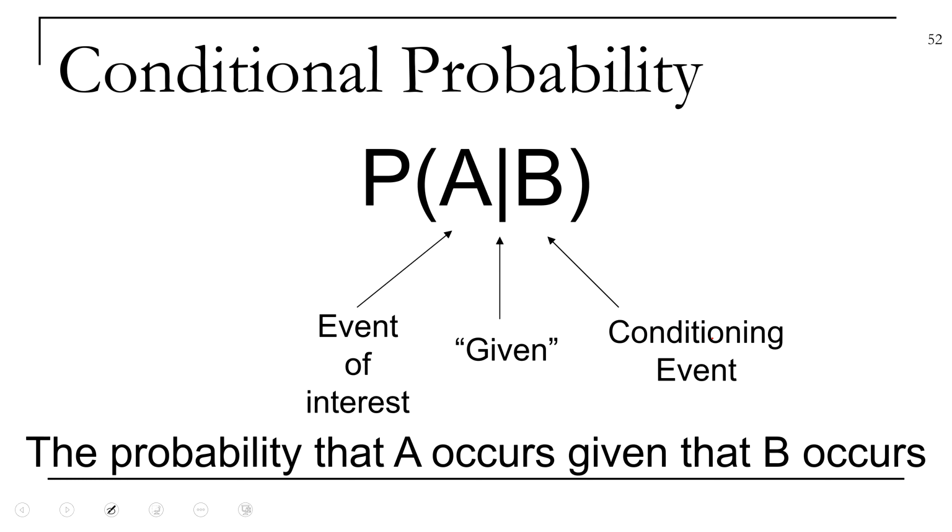Conditional probability is written in this form. We say the probability of event A given event B has happened. And of course, if you're being technical, this only makes sense if B can happen. You can't condition on something that doesn't happen. So you have to assume that the probability of B is bigger than 0. But this is called a conditional probability.